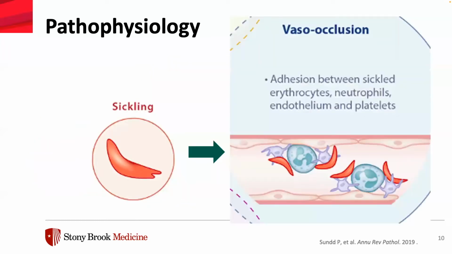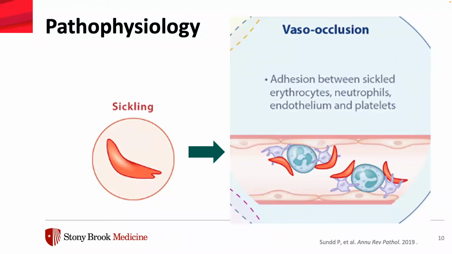One of these events is vaso-occlusion. The sickling of cells results in aggregation or clumping of sickle red blood cells with neutrophils, platelets, and endothelial cells to promote the blockage of blood flow, which is referred to as vaso-occlusion. There are also increased red blood cell endothelium interactions and oxidative stress that can occur secondary to this, promoting endothelial dysfunction as well as inflammation in our body.